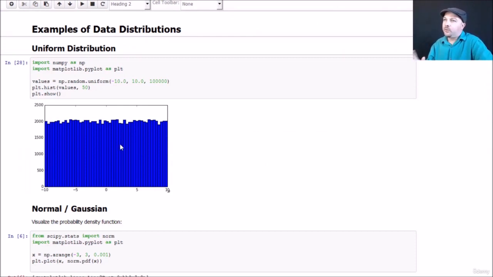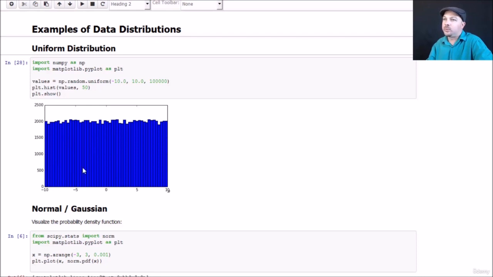A uniform distribution just means there's a flat constant probability of a value occurring within a given range. We can use this by using the numpy random.uniform function, and this call says I want a uniformly distributed random set of values that ranges between -10 and +10, and I want 100,000 of them. If I then create a histogram of those values, you can see it looks like this. There is pretty much an equal chance of any given value or range of values occurring within that data.